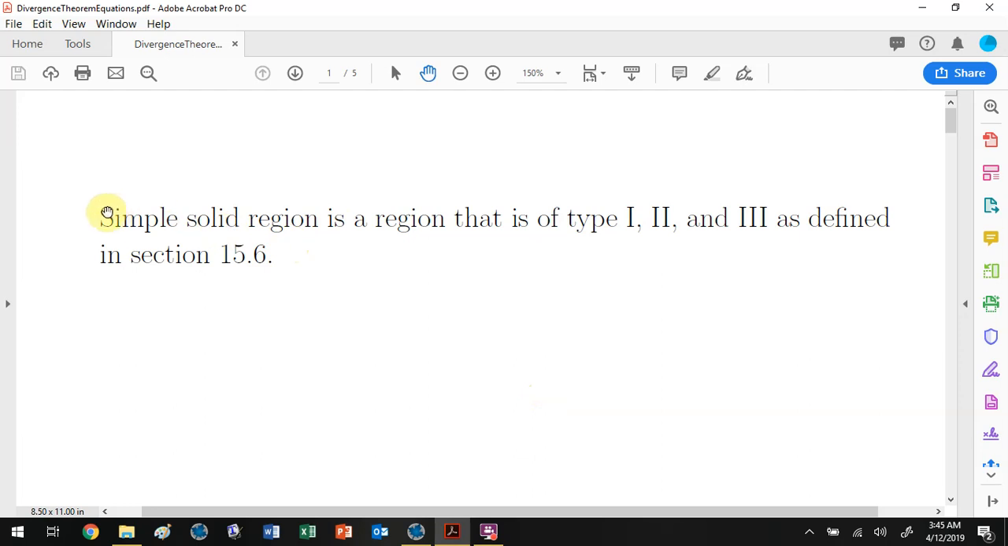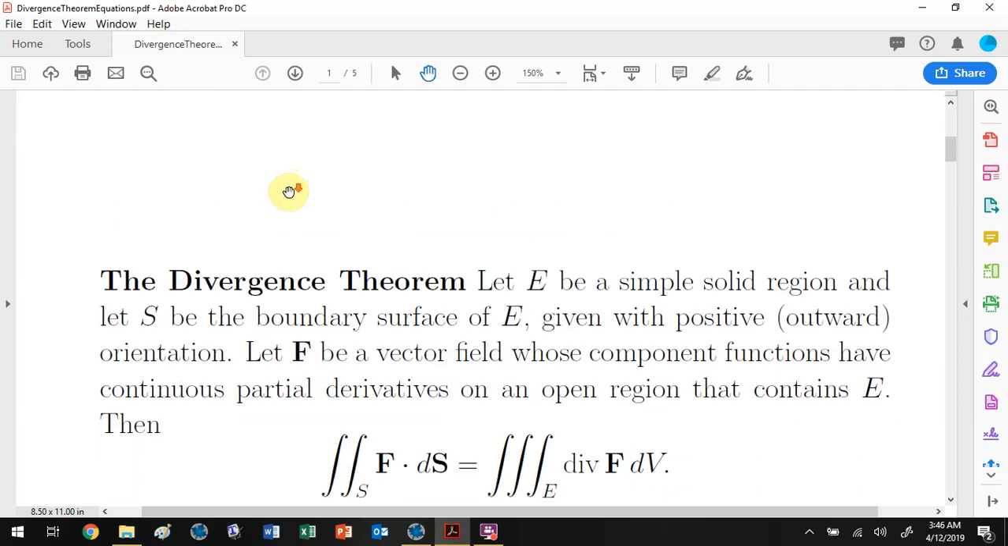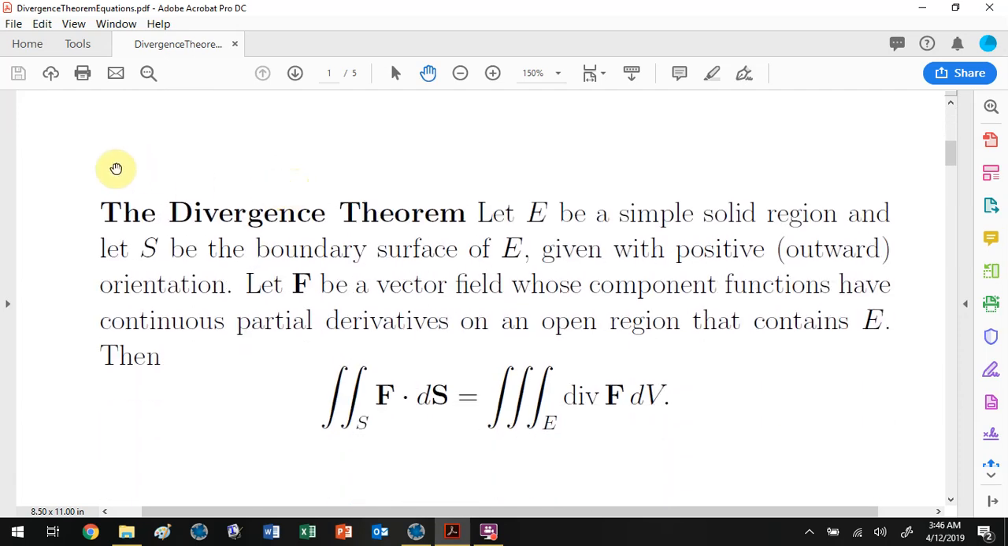It's going to be built off the idea we need this notion of a simple solid region, which is a three-dimensional region that's of type 1, 2, and 3, like we defined in section 15.6, which was on triple integrals. So basically, a simple solid region is a three-dimensional shape that can be integrated in any order. So you can do dx, dy, dz, dy, dx, dz, whatever you want. Okay. If you start with that, then what you get here is the divergence theorem.